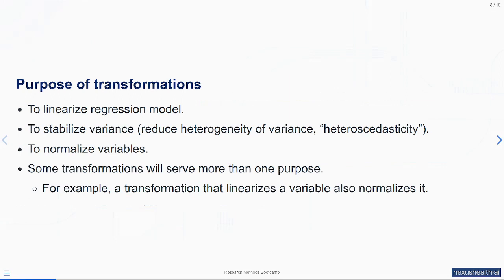So why do we carry out data transformations? The first reason is to linearize the regression model. The second reason is to stabilize variance. So we want to reduce the heterogeneity of variances, otherwise known as heteroscedasticity, which contrasts with homoscedasticity. We also would carry out data transformation to normalize variables. Some transformations will often serve more than one purpose. So, a transformation that linearizes a variable can also normalize it.